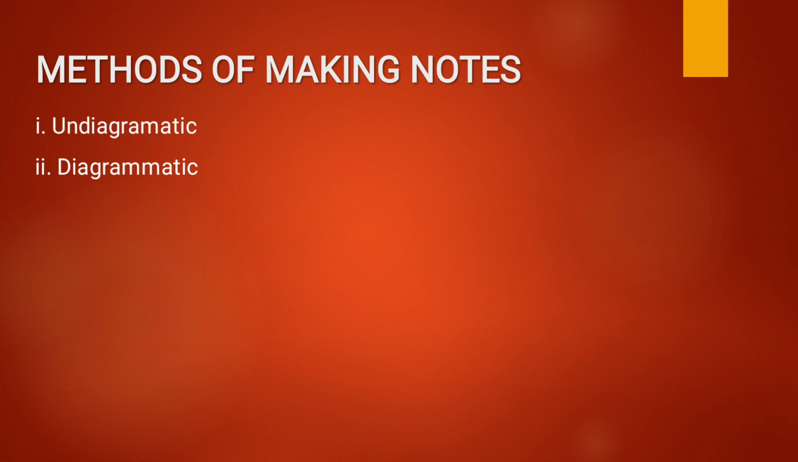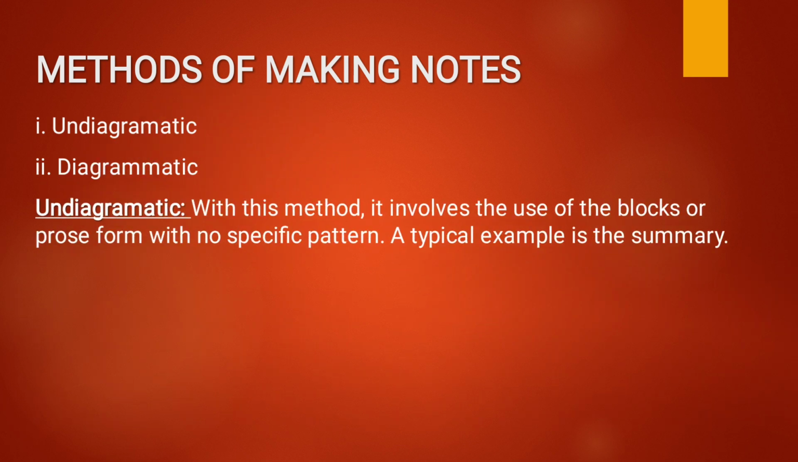So when you talk about the undiagrammatic, what does it mean? We are saying that the undiagrammatic involves the use of blocks or proofs formed with no specific pattern. A typical example is the summary. So it doesn't follow a specific or a particular pattern. You just write your title and then you move on with it. That is the undiagrammatic aspect. A typical example is a summary. You write everything together. It does not follow any pattern. So that one, it is well understood.